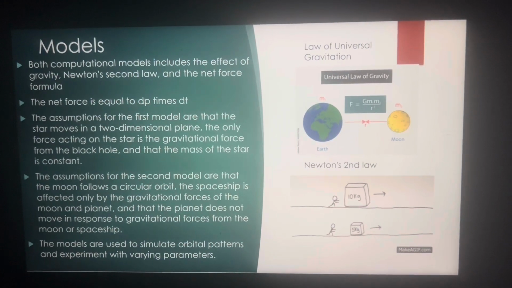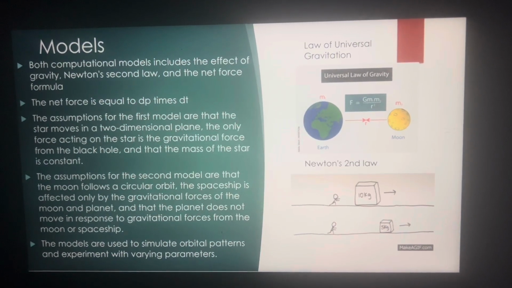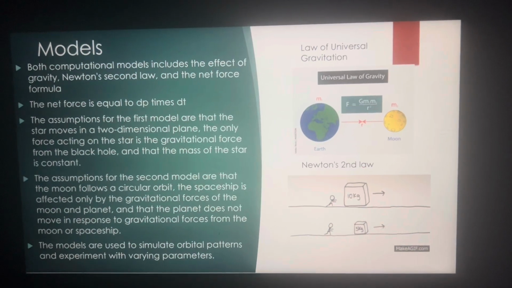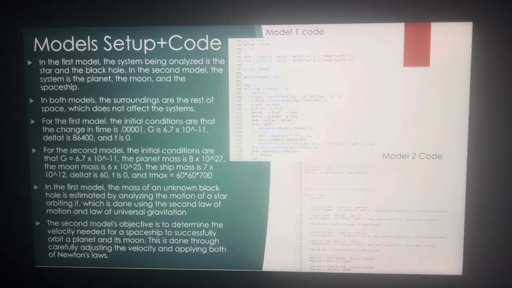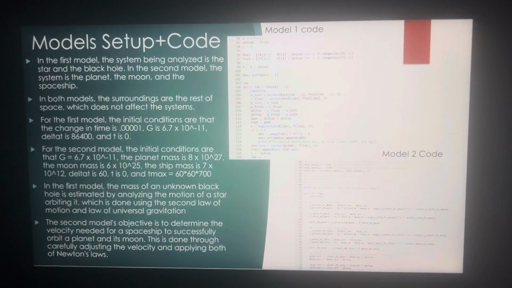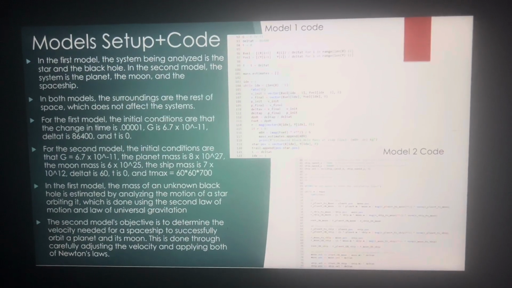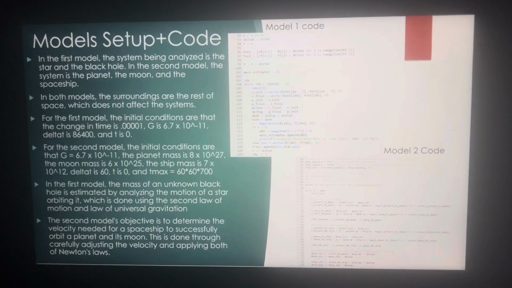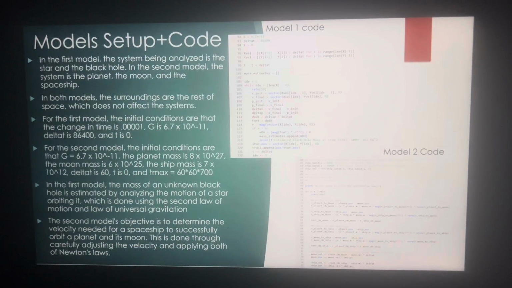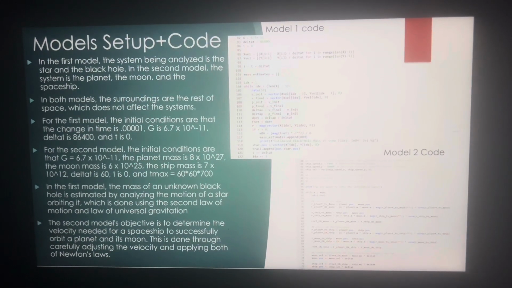The graphic on the top shows the law of universal gravitation, and the animation on the bottom demonstrates Newton's second law. In the first model, the system being analyzed is the star and the black hole. In the second model, the system is the planet, the moon, and the spaceship. In both models, the surroundings are the rest of space, which do not affect the systems.